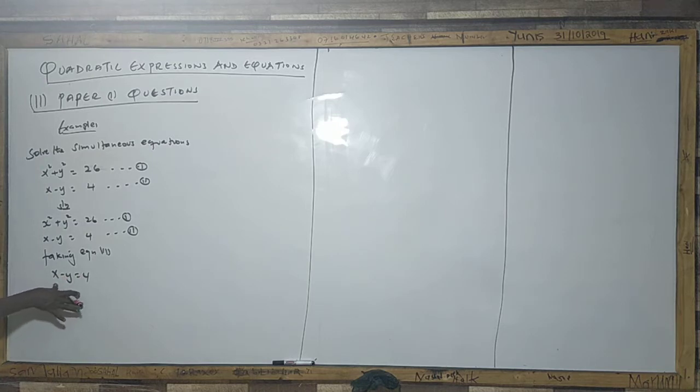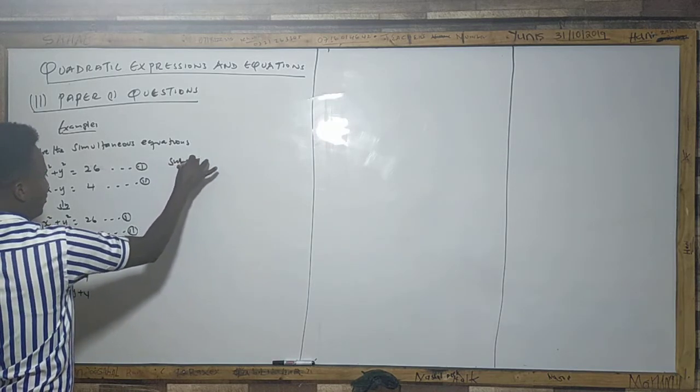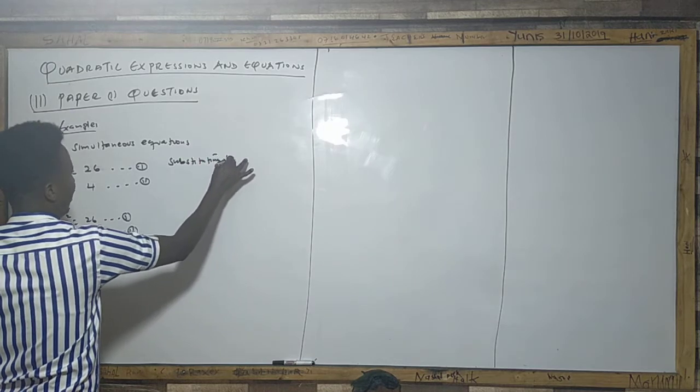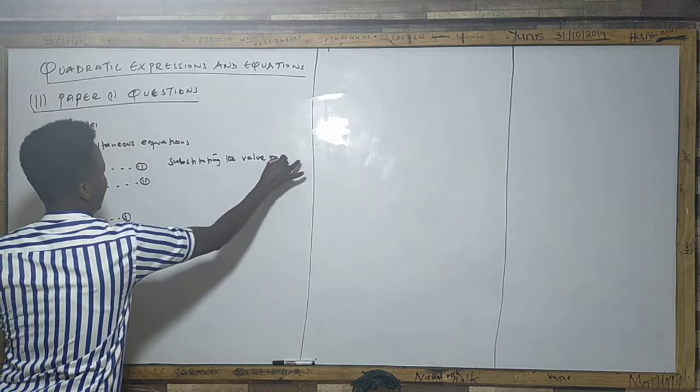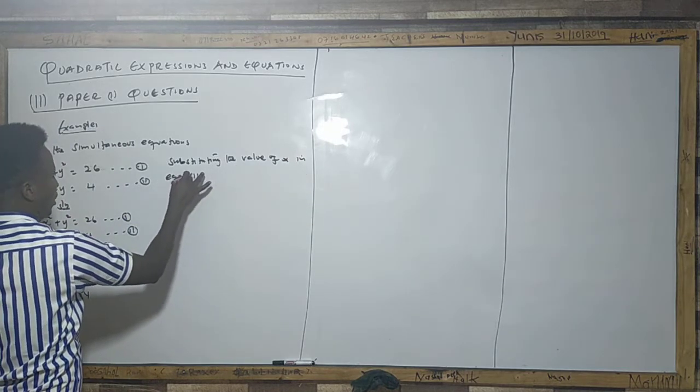So let me make x the subject of the formula. Okay? x is equal to y plus 4. x is what? y plus 4. Remember, we are taking y to the other side, so y will take a positive sign here, just understand. Then so far x is equal to y plus 4, we will take this value of x and substitute in equation 1. So here, come here and say, substituting the value of x in equation 1, okay? In equation 1.